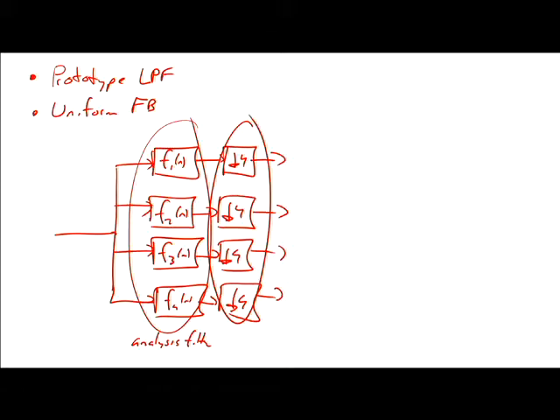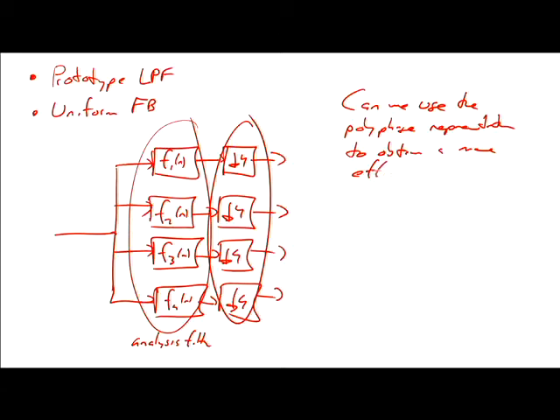And then we have this bank of downsamplers. We're throwing away 1/4 of the samples from each one of these. Can we simplify things? So the question is, can we use the polyphase representation to obtain a more efficient implementation? And so why do I ask that?